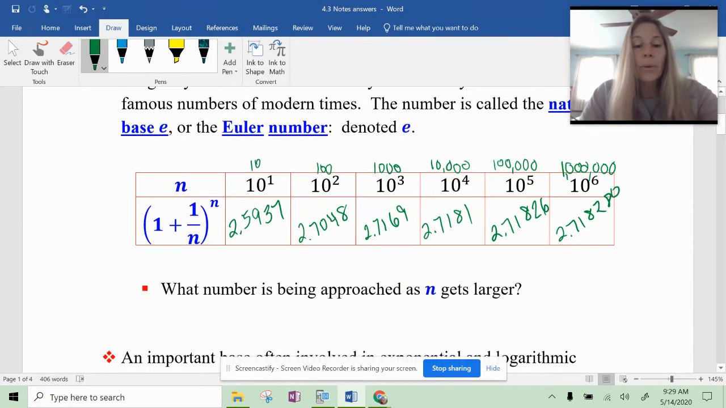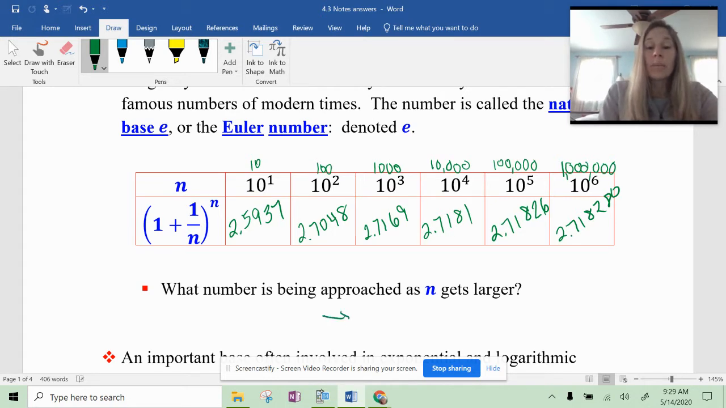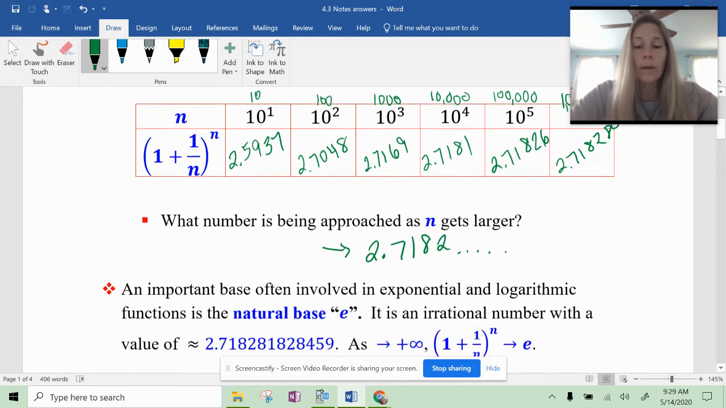So what number is being approached as n gets larger? The larger that n value, we are approaching Euler's number, which is 2.7182, and then whatever else after that. So it's right underneath there for you.